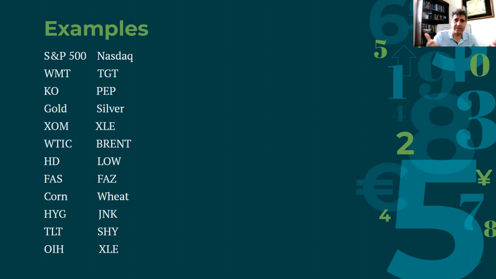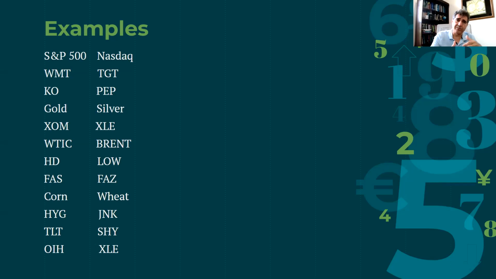How about stocks? How about Walmart and Target? How about Coca-Cola and Pepsi? In futures, in precious metals, how about gold and silver? We look at the history, we look at the ratio, and that's actually a good trade, which we'll discuss next week. How about Exxon as a stock and XLE as an ETF? They generally move together, but sometimes they move away from each other, and that's where we look at the ratio analysis, for instance.